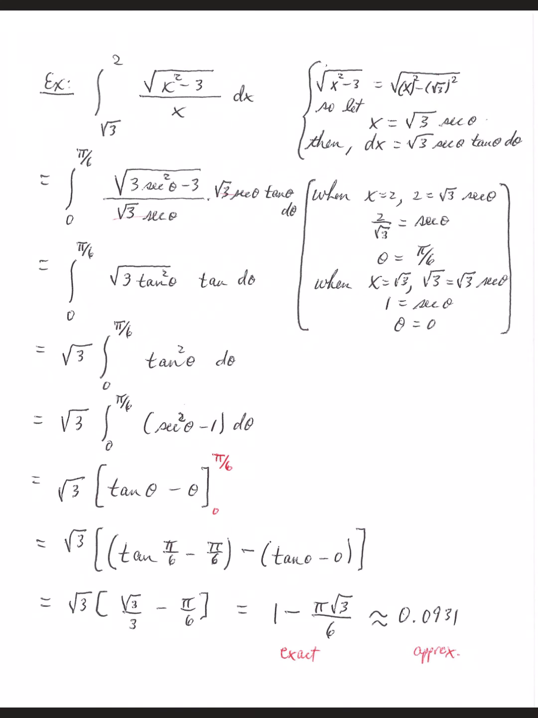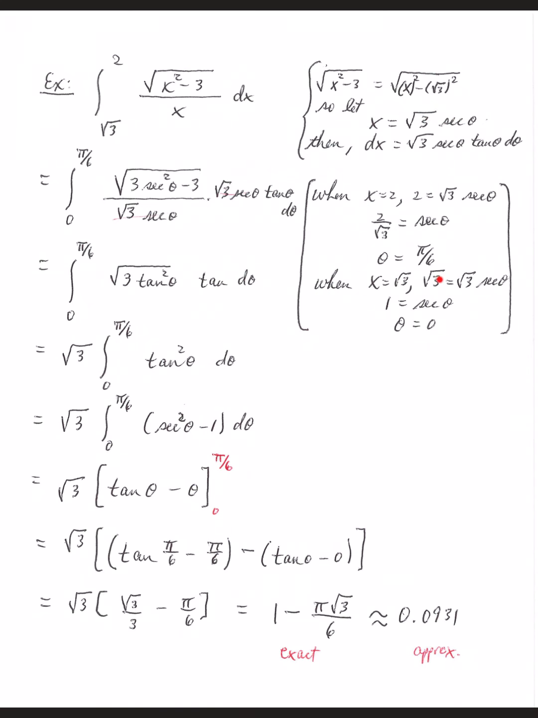The bottom limit is the square root of 3. When x is the square root of 3, in your substitution that becomes the square root of 3 equals the square root of 3 secant theta. Solving for secant theta, the square root of 3 divided by the square root of 3 is 1. The reciprocal of 1 is still 1, so what angle has a cosine value of 1? That's 0 radians, and that's why the bottom limit becomes a 0. You have to filter the upper and lower limits, when they're in terms of x, through your substitution to get the new variable's value. Now we're set.